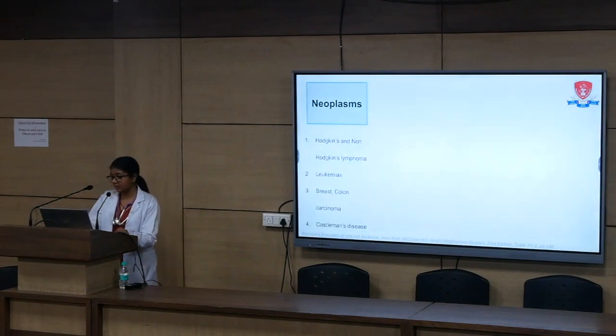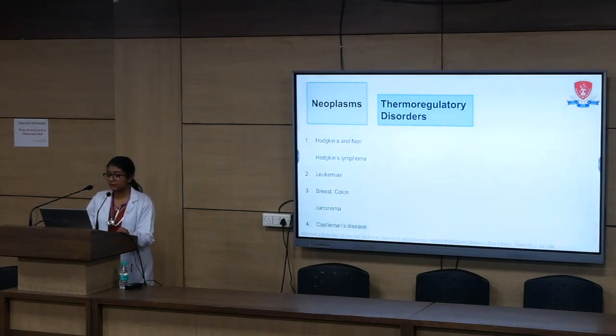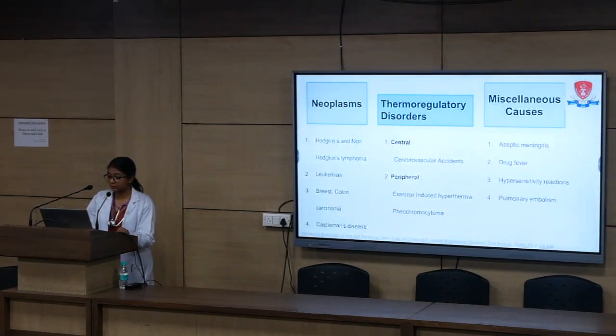Then we have neoplasms. Hodgkin's lymphoma, as we've already discussed, presents with Pel-Ebstein type of fever. Leukemias, breast and colon carcinomas among solid tumors are commonly associated with fever, and Castleman's disease. Then we have thermoregulatory disorders, which can be central or peripheral. As mentioned earlier, cerebrovascular accidents and hemorrhages can cause central hyperthermia, and peripheral causes include exercise-induced hyperthermia and pheochromocytoma. Miscellaneous causes include drug fever and hypersensitivity reactions.